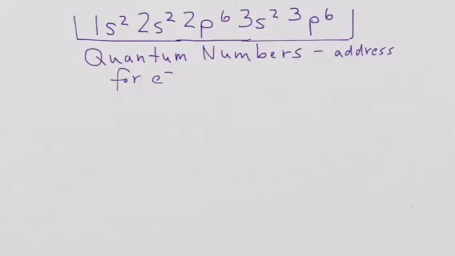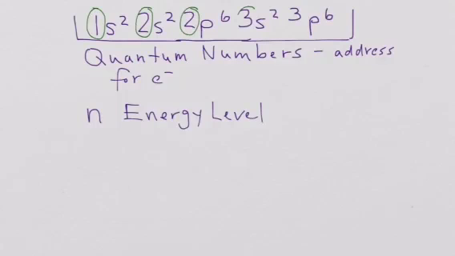So the very first quantum number we call N, and that represents the energy level. We have learned that in our electron configuration, that's the number that we write in the front. So if you see a 1s2, that means that electron is in the first energy level. If you come up here to the 3s2, then that means it would be in the third energy level. So that number represents the energy level.